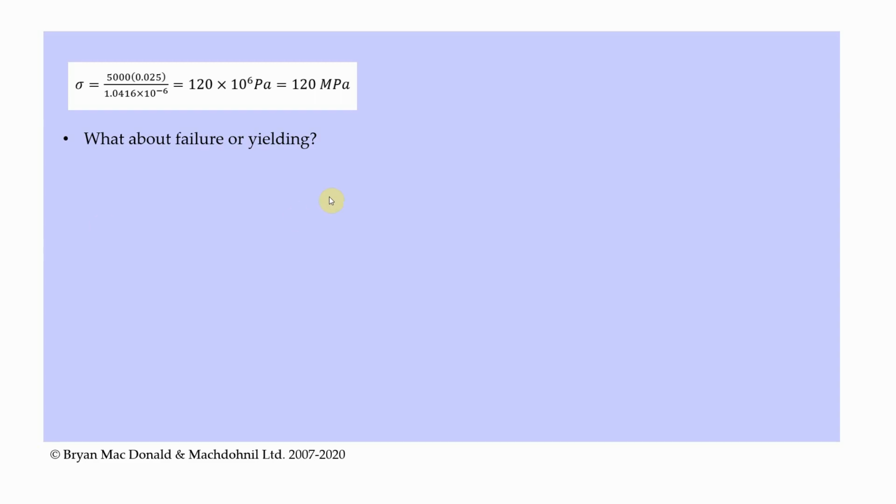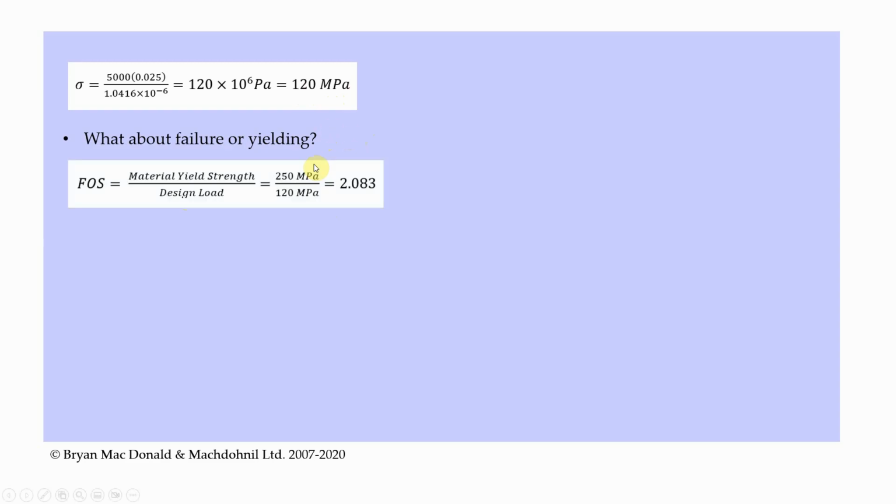So the next question we need to ask then is, well, what about failure or yielding? So we've worked out that our maximum stress is 120 megapascals, but what does that mean? Does that mean it's yielded? Does that mean the beam has failed? How do we know that? Well, what we can do is go to a book of tables and look up the yield stress for this beam, or we could do some material tests and find out what the yield stress for the material that makes up the beam is. So in this case, we're going to assume that the yield stress is 250 megapascals.